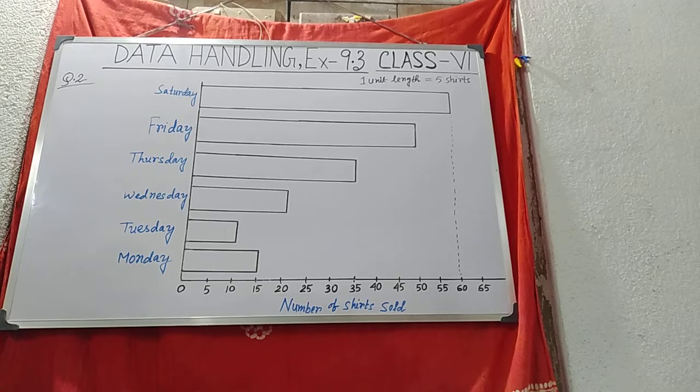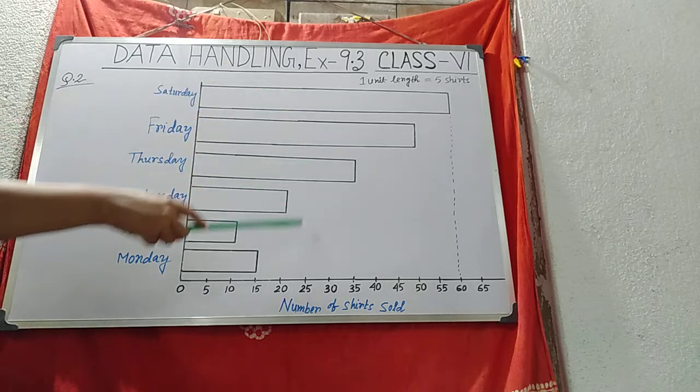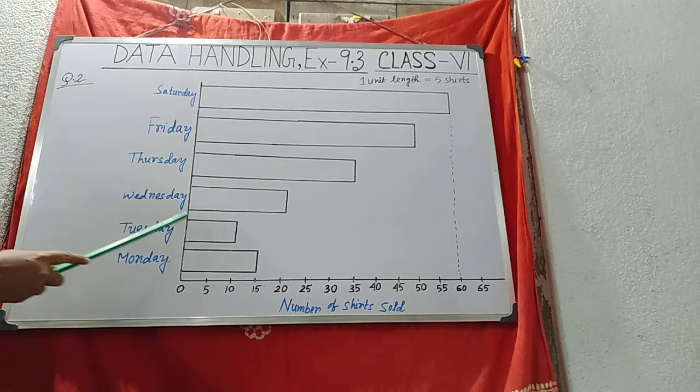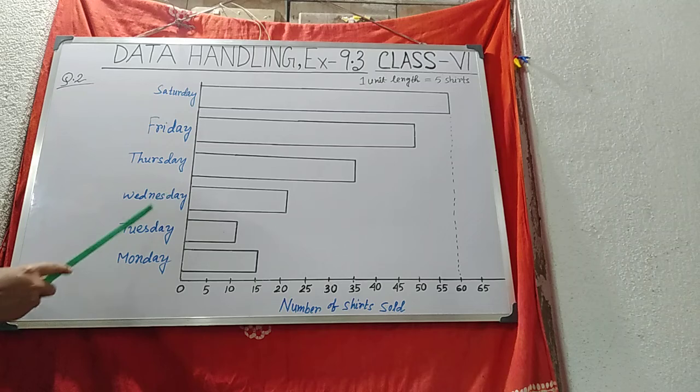Our next question is, on which day were the minimum number of shirts sold? From the bar graph we can easily say that the bar which has the shortest height will be our required answer. Here, from these bars we can easily say that this bar has the shortest height, so this bar will be our required answer, and it is on Tuesday. So for the answer it will be Tuesday.